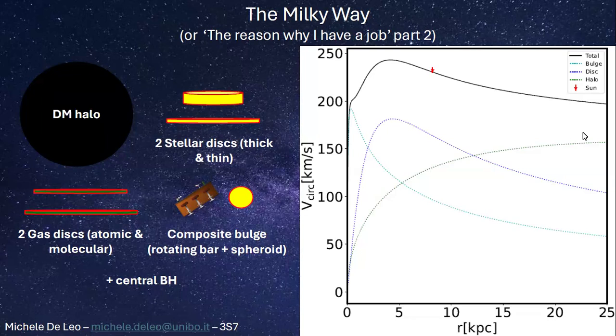And just to show that the model is not completely made up, on the side, you have the circular velocity curve of the Milky Way, and the red dot is the sun, so the velocity of the sun. And this is just to show that the model, without too much tampering and without too much fine-tuning of the parameters, can reproduce the circular velocity curve of the Milky Way.